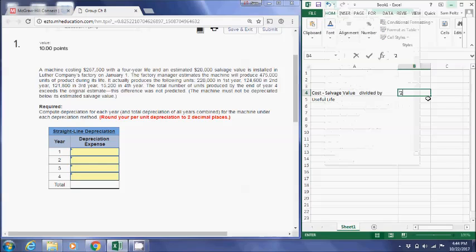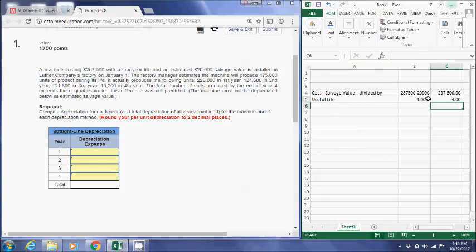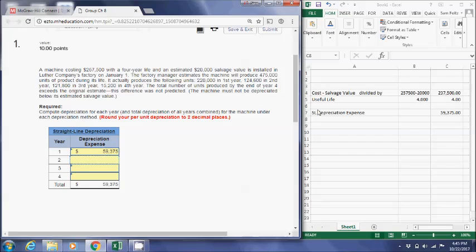Well, in this case, what we're dealing with is 257 minus 20,000. And then we're going to divide that by 4 years. So if we work that out, it's 237,500 divided by 4 years, and our straight line depreciation expense is going to be $59,375. So $59,375. Now the question is, what is it for years 2, 3, and 4?